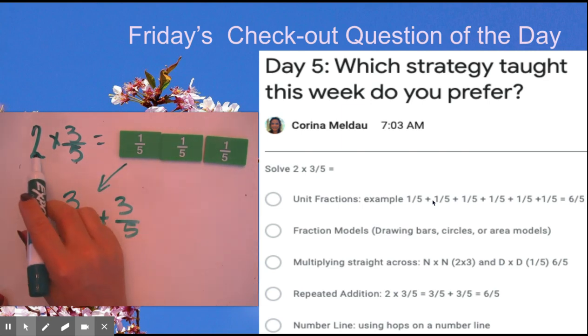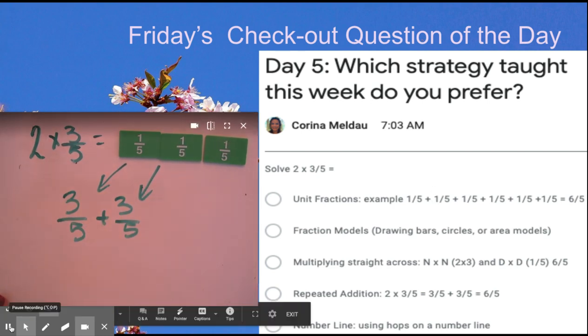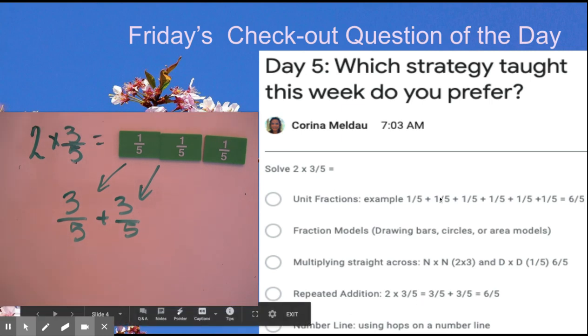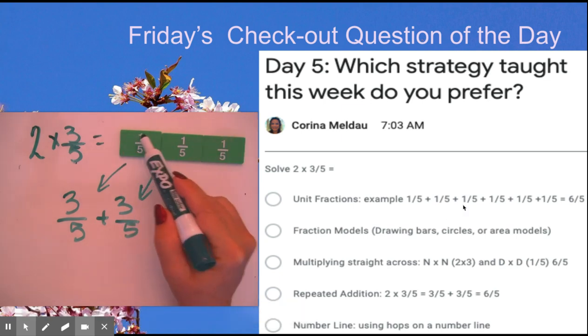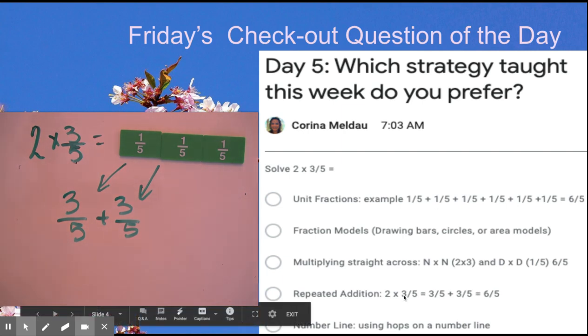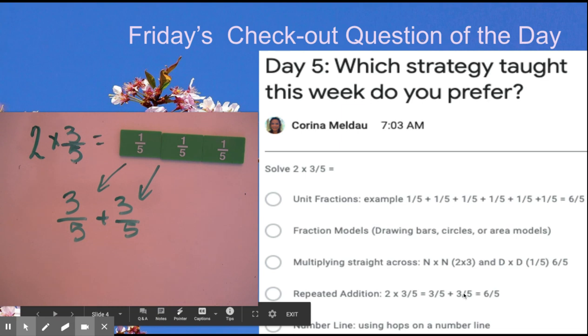And now you're going to do it 2 times. So you're going to double it. The only difference between the repeated addition and the unit fraction is that with unit fraction, you're breaking it up into counting by 1. With repeated addition, you're not breaking it down, but you're still counting, and now you're counting by whatever it tells you, which is 3. So instead of counting 1, 1, 1, 1, 1, 1, you're saying 3 and 3. So these are a lot alike.